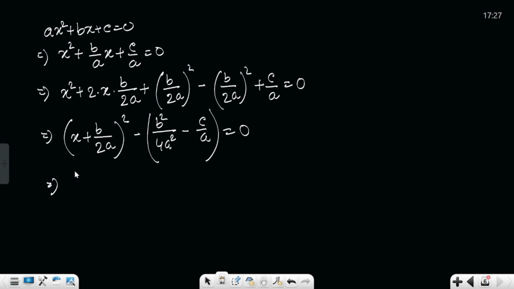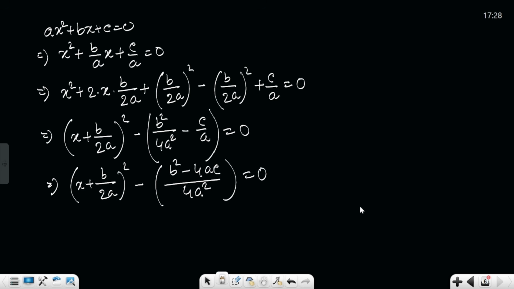So now we can write this as (x + b/2a) whole square minus, if we take LCM, 4a square, and here it will be b square minus 4ac. Simple. Okay, so now what will we do? You can apply the a square minus b square formula, but I am not applying it. This is for proof purposes.